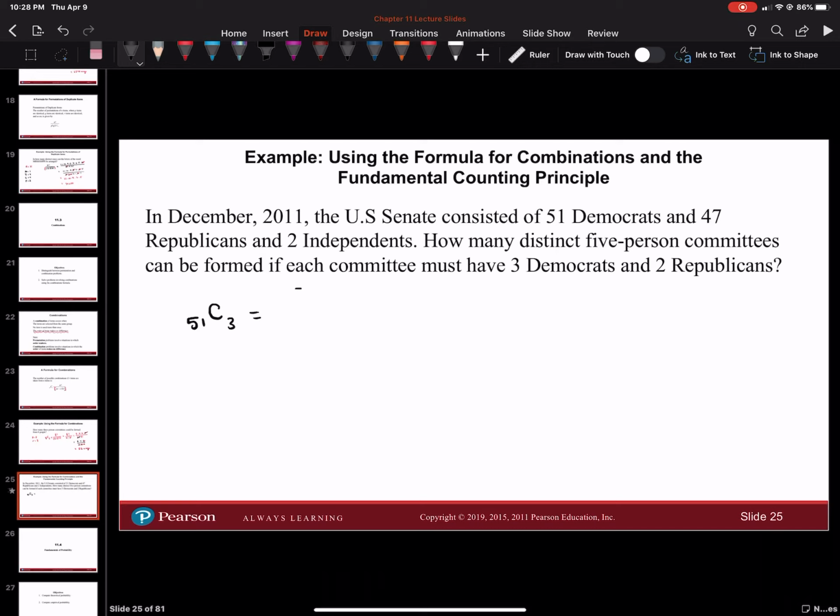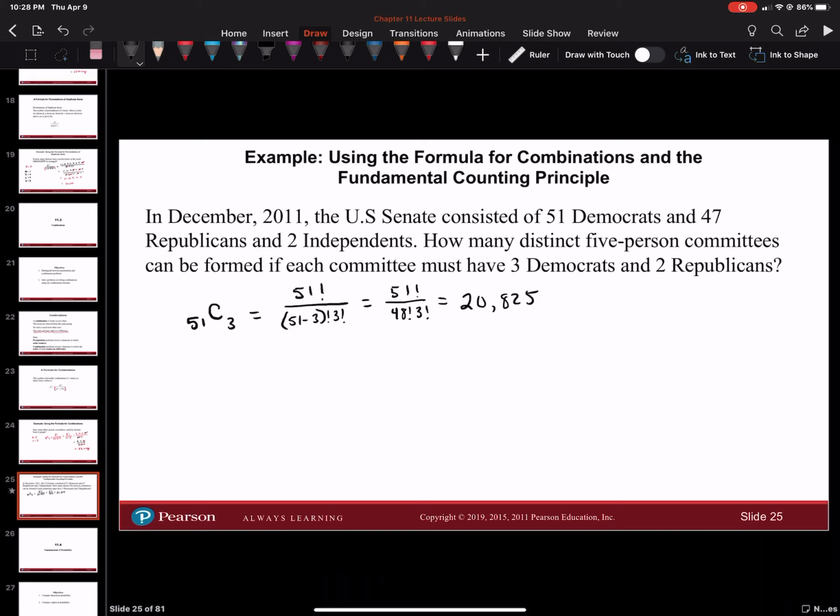So this is 51 factorial over 51 minus 3 factorial times 3 factorial. When you put this in the calculator, we have 51 factorial over 48 factorial times 3 factorial. Put this in the calculator, and you're going to get 20,825 different ways.